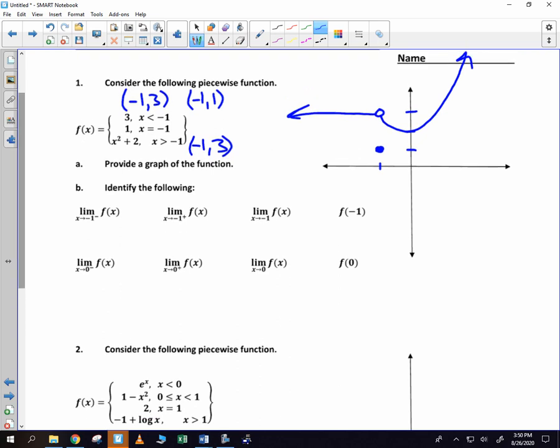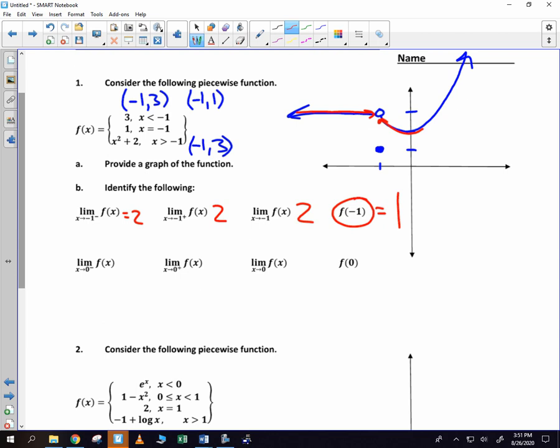Now what we're going to be able to do is identify these limits. Limit as x approaches -1 from the left, that would be a limit of 2. -1 from the right, limit of 2. Limit as x approaches -1, those are the same, so it is 2. If you actually plug -1 into the function, you get just 1.